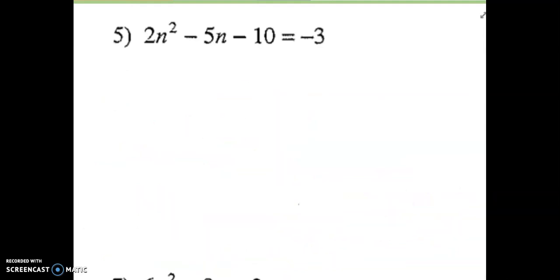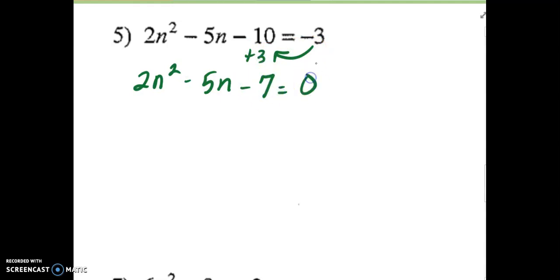I'd like to take a look at number 5 next. Big hint, if you didn't do this problem, there is something to be done first, because it's not set equal to 0. So we need to make sure every time the problem is set equal to 0 before we start. You realize you want to do 2n squared minus 5n, and you want to add over the 3, which is going to make this -7 equals 0. At that point, then you're going to run the quadratic formula.